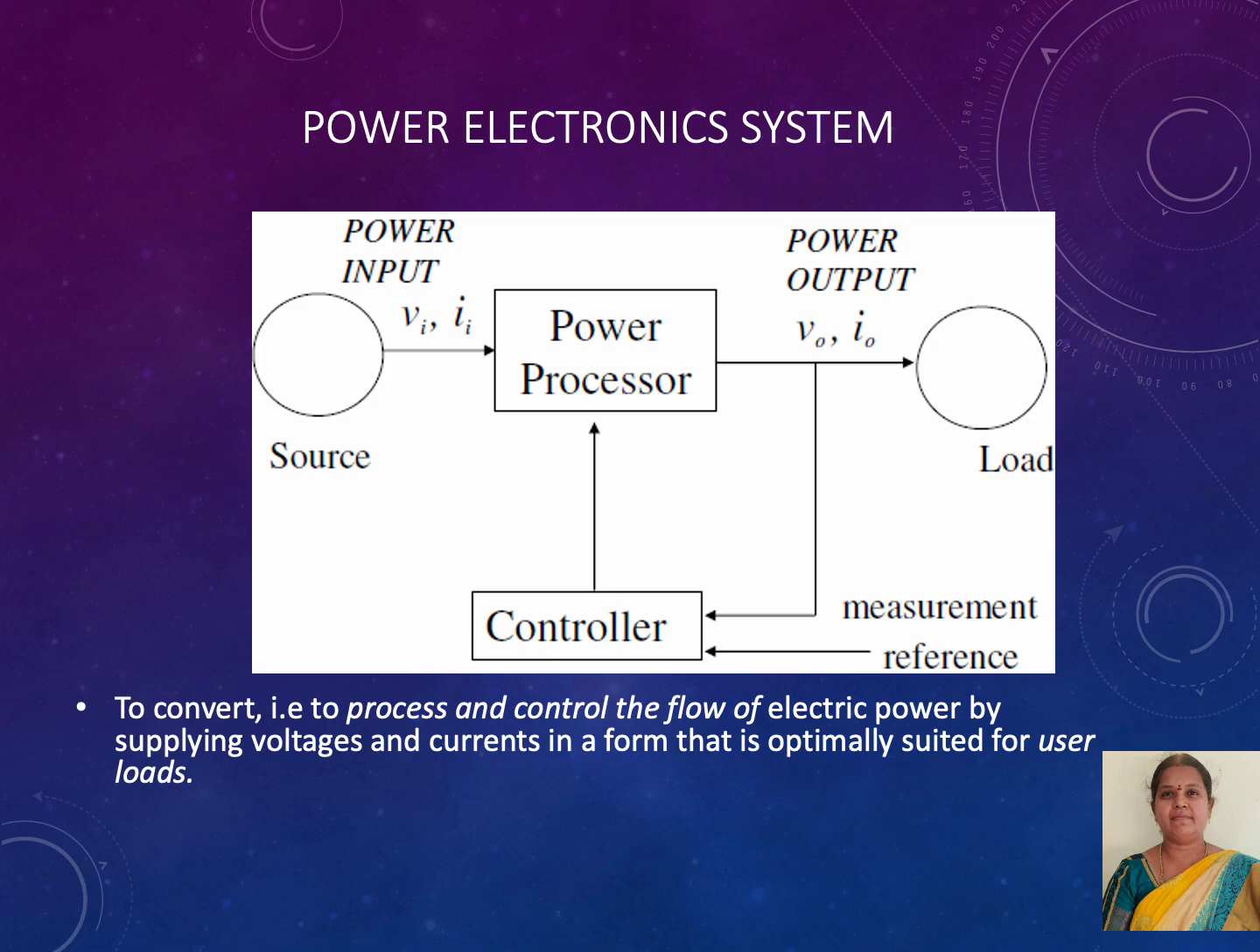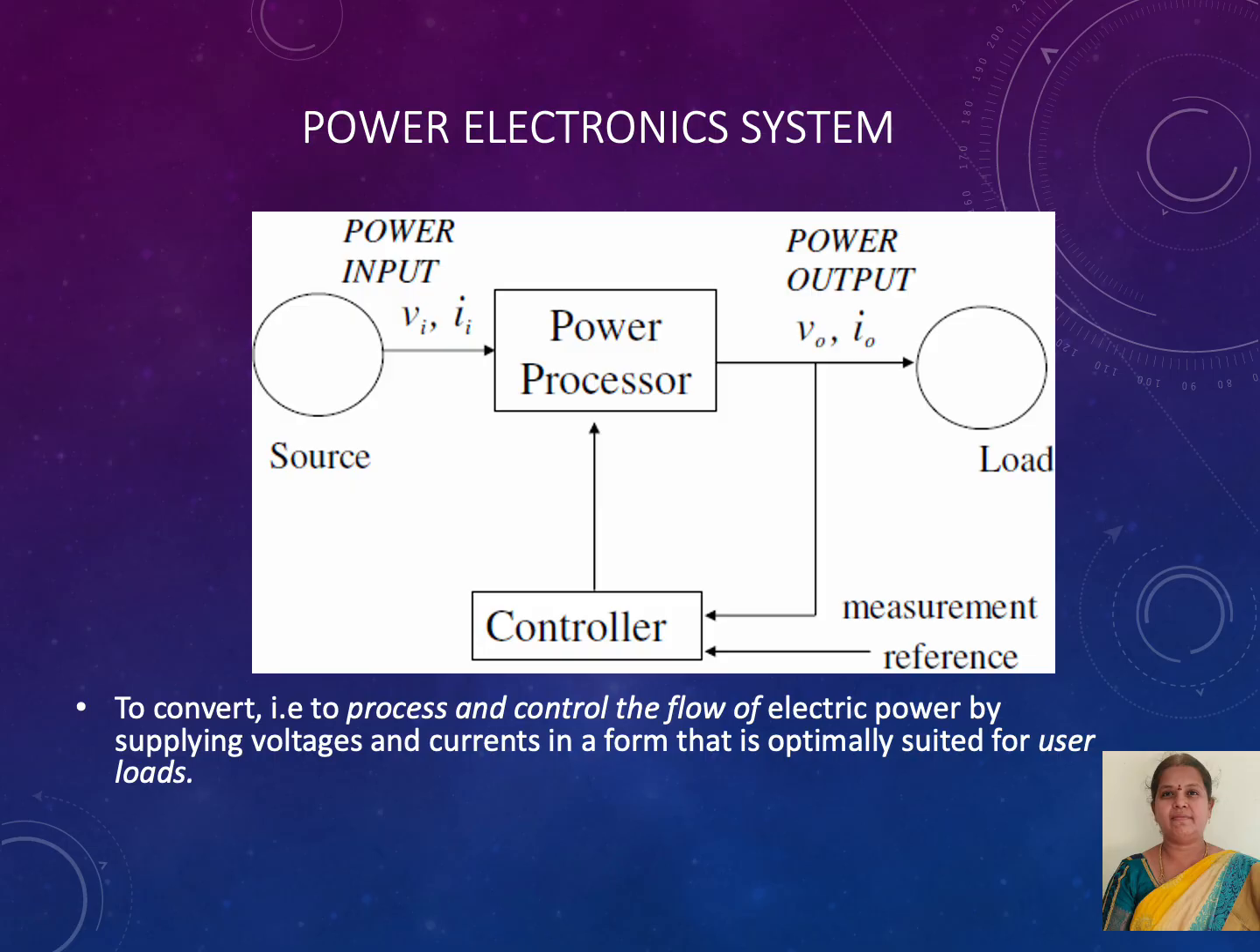Now this is the basic block diagram of any power electronic system. You have a power processor in between the source and the load. The power processor is nothing but a power converter, like an AC to AC converter, AC to DC converter, DC to DC or DC to AC converter, depending upon the load requirement and the source availability. We can choose any one of these converters. And the next important block in this diagram is the controller.